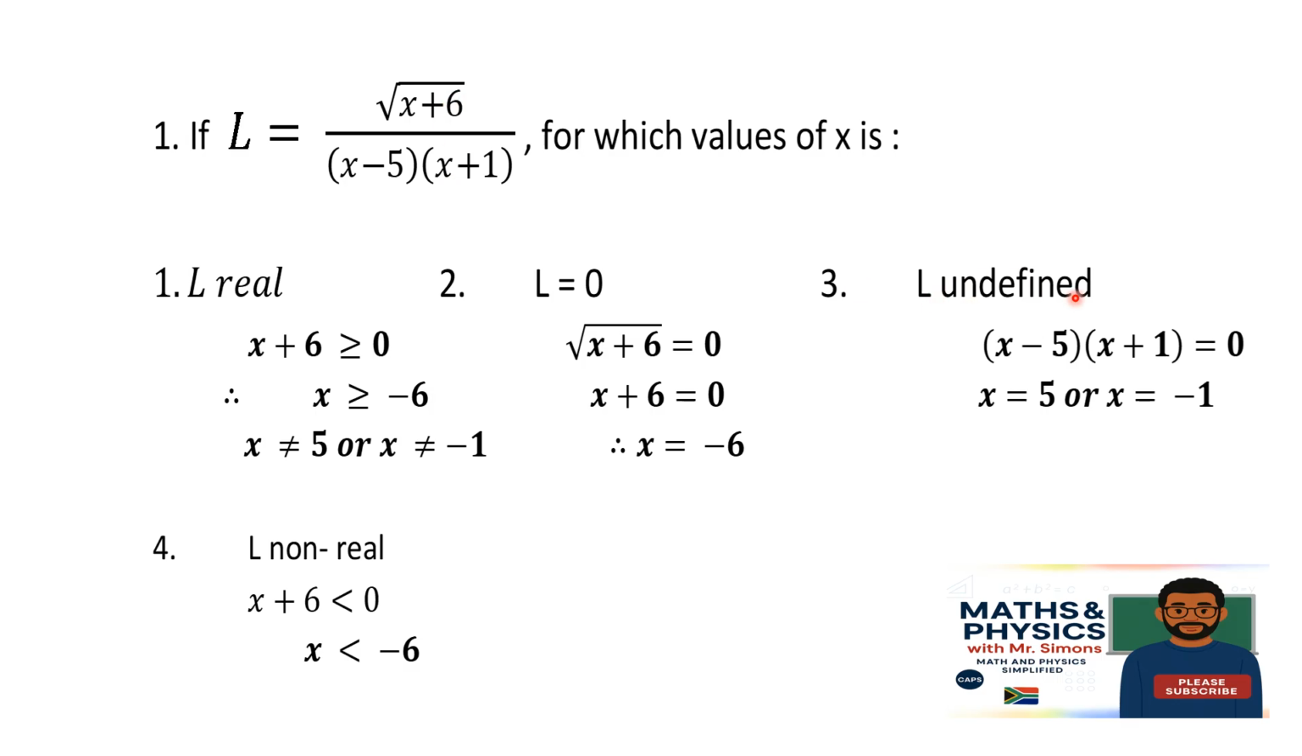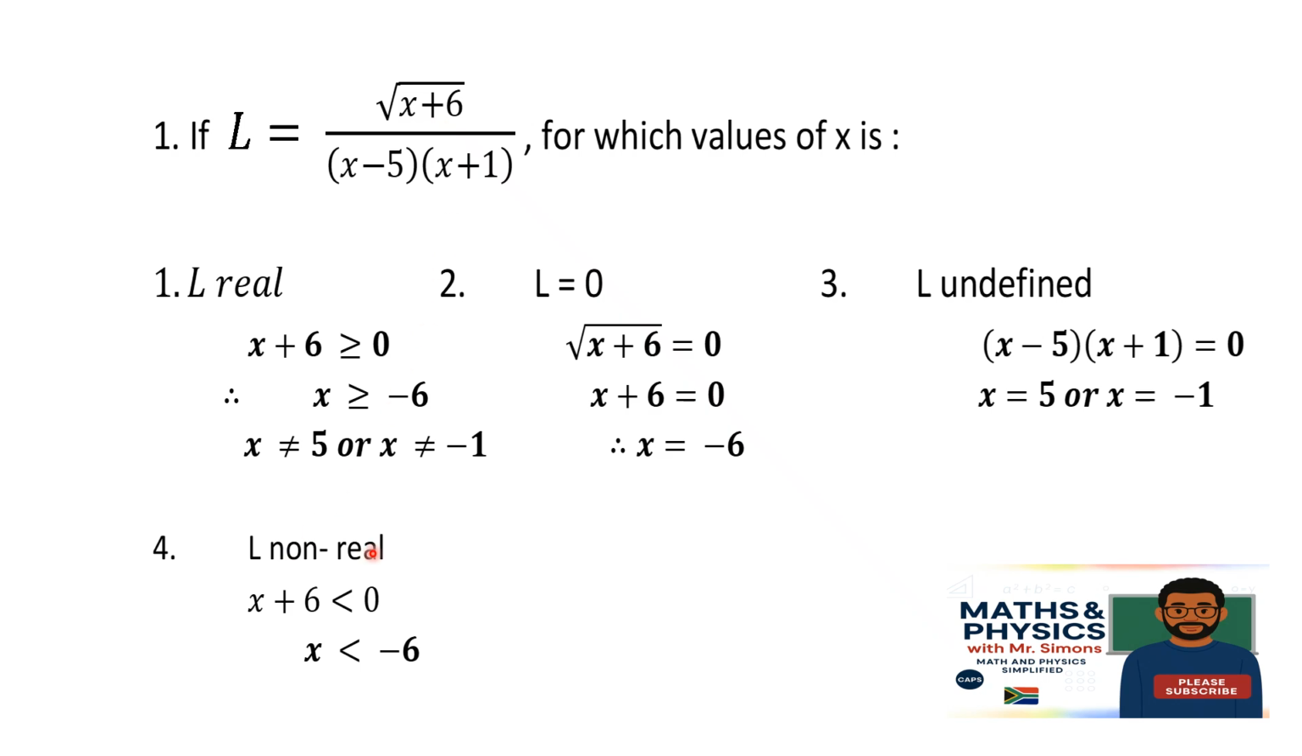When does it become undefined? When the bottom of the fraction is 0. So there, (x minus 5)(x plus 1) equals 0. If I take negative 5 across, x equals 5. If I take plus 1 across the equal sign, it becomes minus 1. So when x equals 5, 5 minus 5 is 0. Minus 1 plus 1 is 0. So if the bottom is 0, the whole expression is undefined.